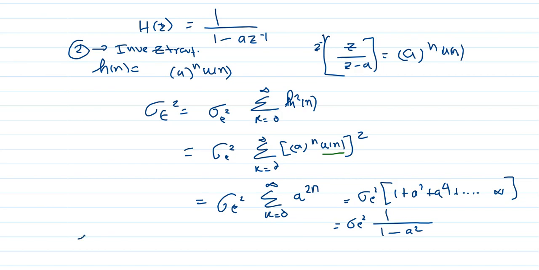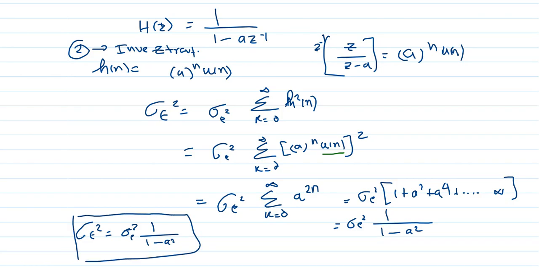The variance due to output noise is given by sigma e square into 1 by 1 minus a square. Okay, sigma small e square. This is my output answer. Okay, so this is how you solve these kind of challenges.